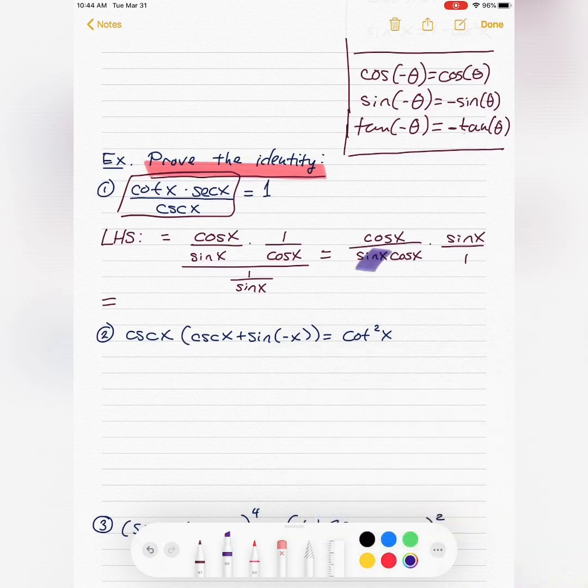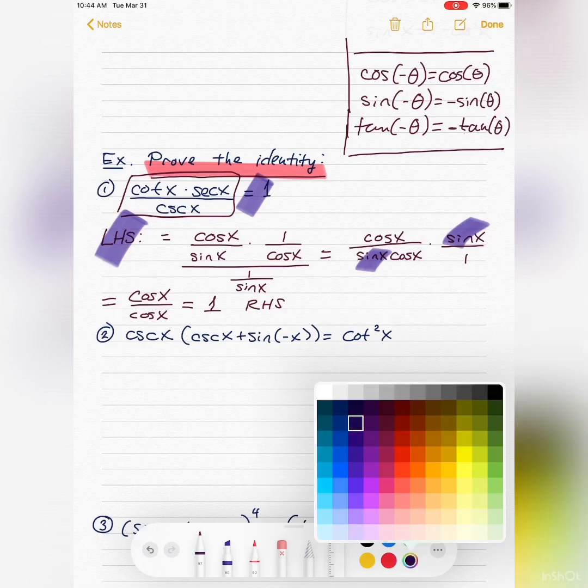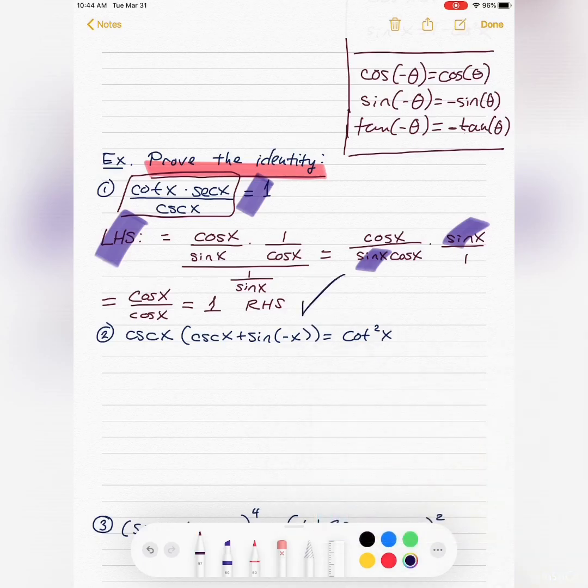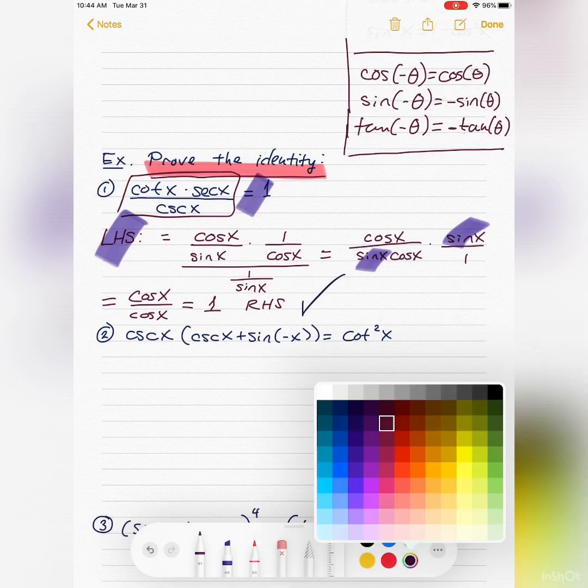So it looks like I can cancel a sine with a sine. So what do I have then? A cosine. Oh, look at that. I have a cosine over a cosine. So that is 1. So you see, I've shown that the left-hand side here is equal to the right-hand side. So I have achieved my goal. So I'm going to give this a check. I have proven that that is a true identity. And again, I only used one side in order to do that proof.